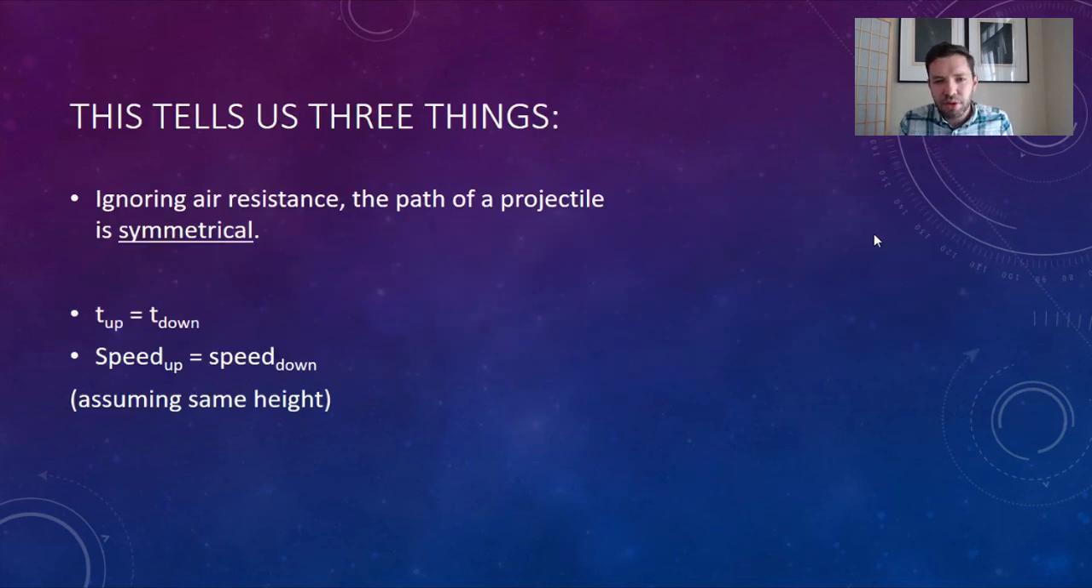The other important thing is that if we ignore air resistance, the path of a projectile has symmetry. That means that the going up part mirrors the coming back down part. So assuming that it's coming back down at the same height, the time it takes to go up is the same as the time it takes to come down. And the speed that it has going up is the same as the speed it has coming back down.